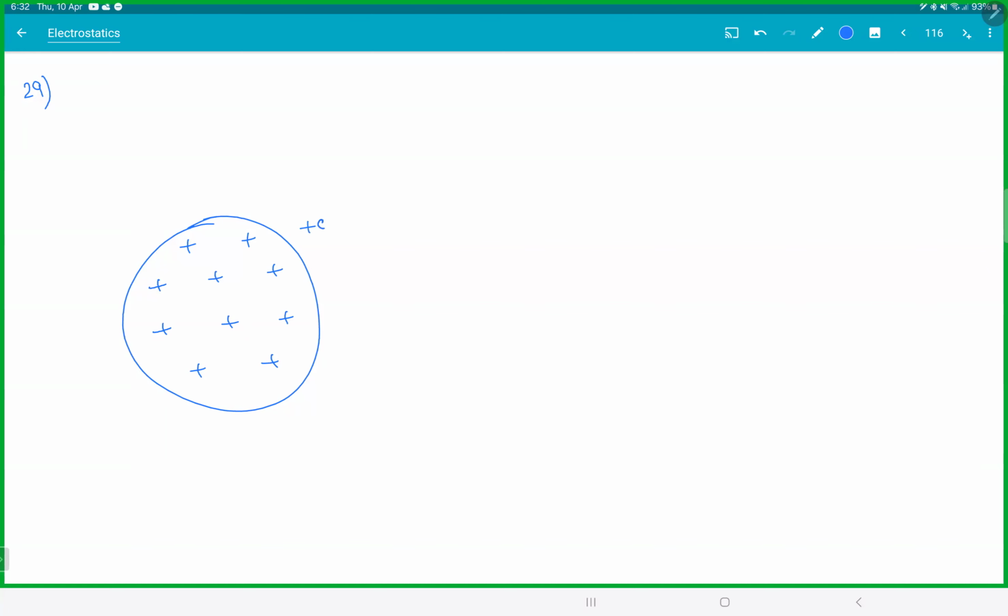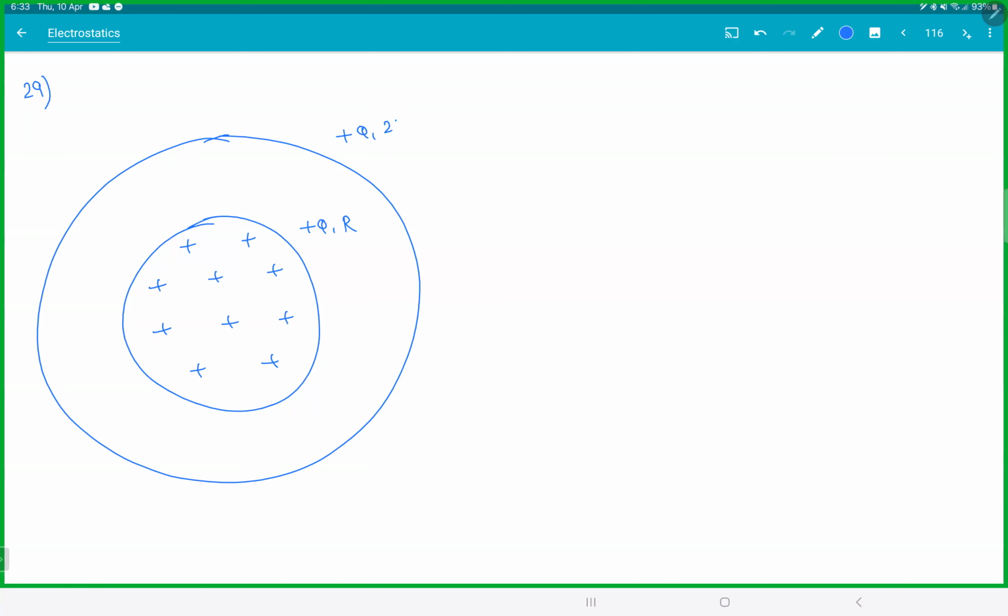So we have a solid sphere with charge plus q and radius r. This is plus q and 2r. So we have a solid sphere and a hollow sphere that encloses it. It's a hollow shell, and this is a concentric solid sphere, so they have a common center. O is the center. This is point A, this is point B, and this is point C.